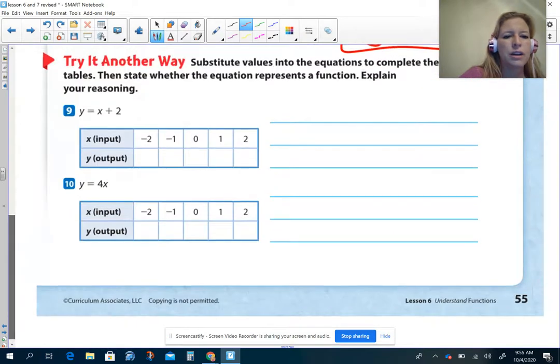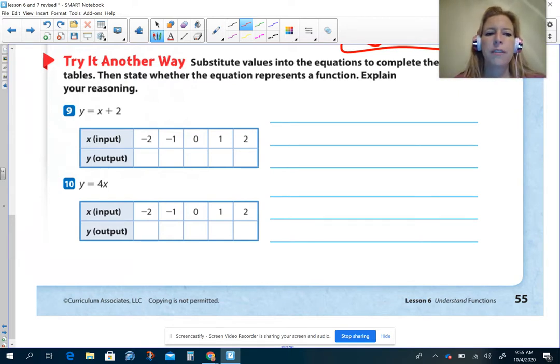Okay, so let's try another way. So now I'm giving you the equation, and I want you to go ahead and fill in my outputs. So pause my video and go ahead and do number 9. And go. 3, 2, 1. Let's see how you did.